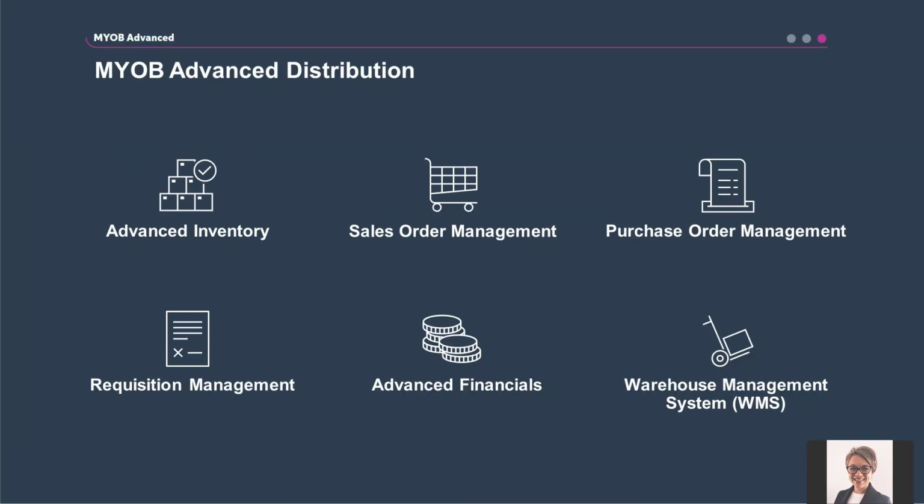So with that, just a quick overview of the MYOB Advanced Distribution module and what you get in it. There are 6 main things that come with distribution. There's advanced inventory, sales order management, purchase order management, requisition management, advanced financials, and then also the warehouse management system. The integration and tight interdependencies within MYOB Advanced make each of these work seamlessly together. So it's not like advanced inventory is an island by itself, as in some other products. You'll see that the integration of all these modules is really quite incredible.